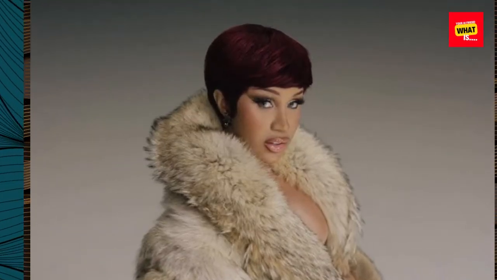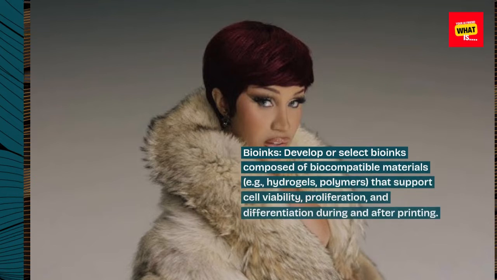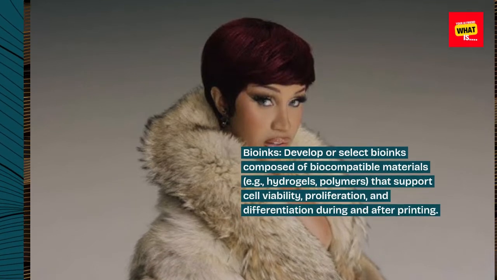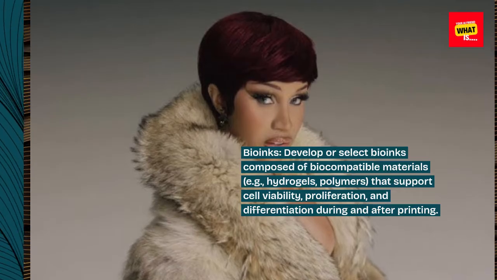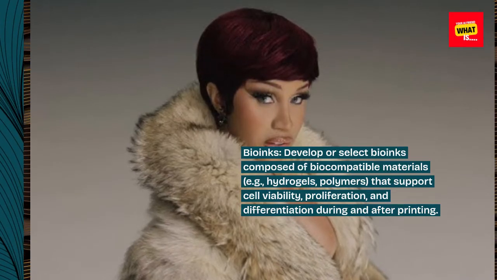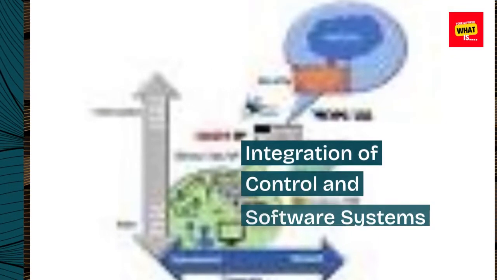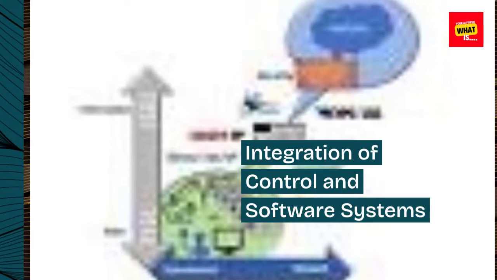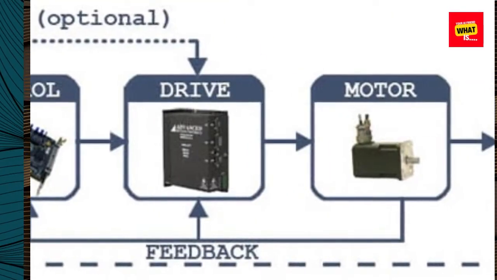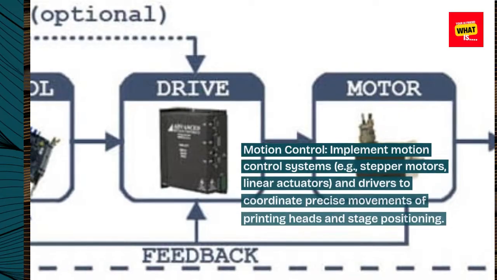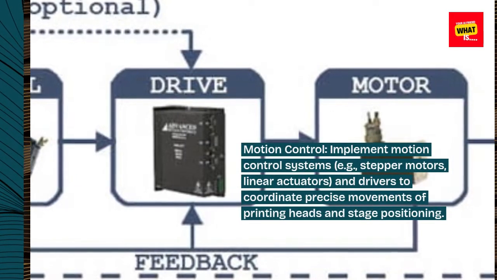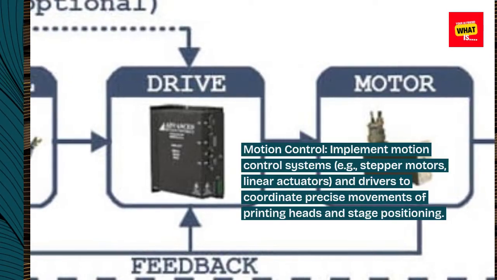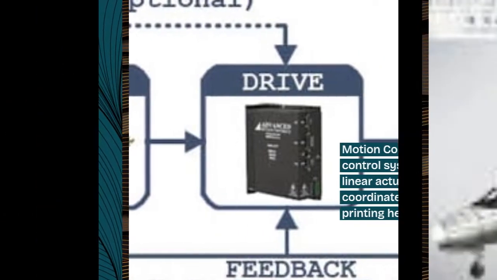Bioinks. Develop or select bioinks composed of biocompatible materials, e.g., hydrogels, polymers, that support cell viability, proliferation, and differentiation during and after printing. Integration of control and software systems. Motion control. Implement motion control systems, e.g., stepper motors, linear actuators, and drivers to coordinate precise movements of printing heads and stage positioning. Software interface.